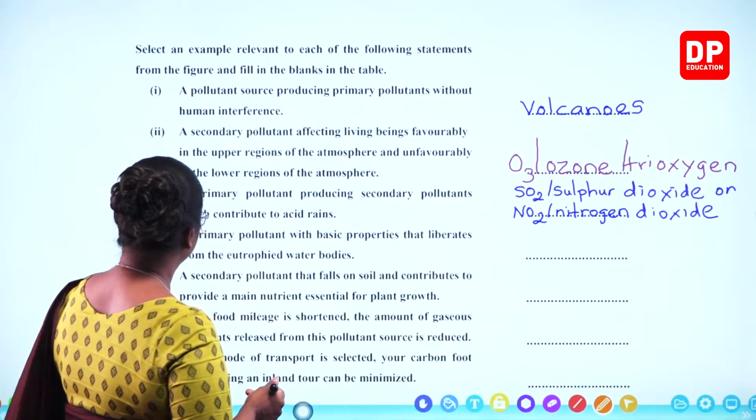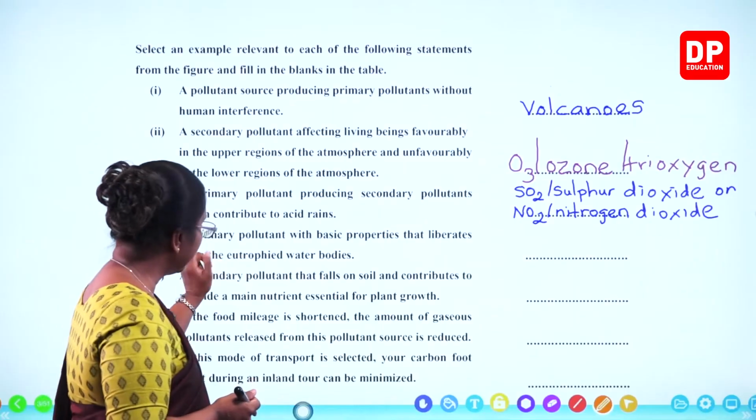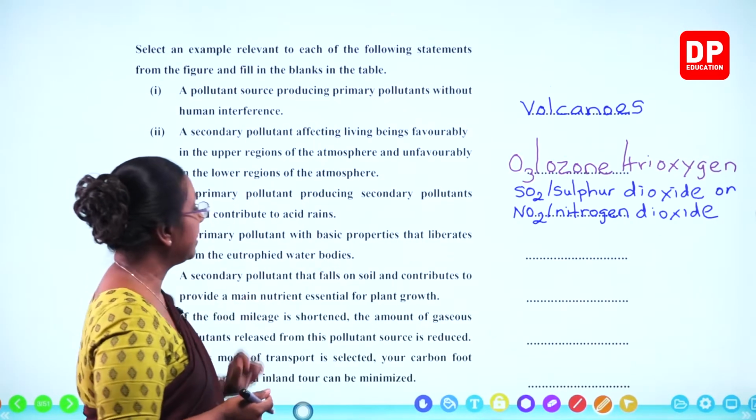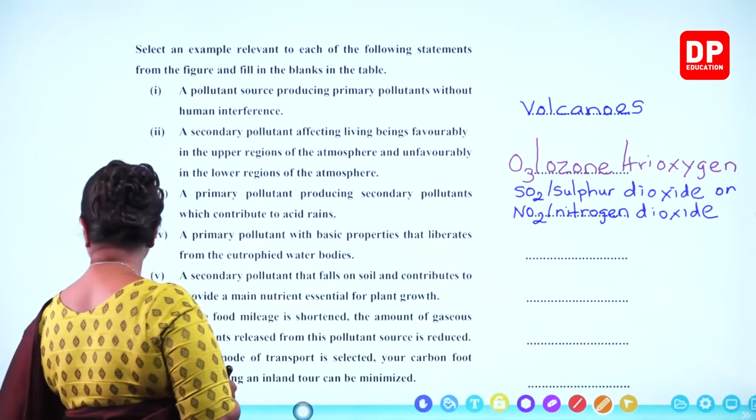Then the fourth one: a primary pollutant with basic properties that is liberated from the eutrophied water bodies. So, it has to be a primary pollutant with basic properties liberated from the eutrophied water.